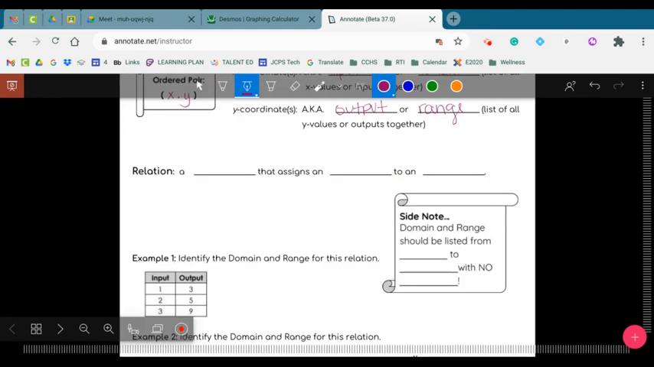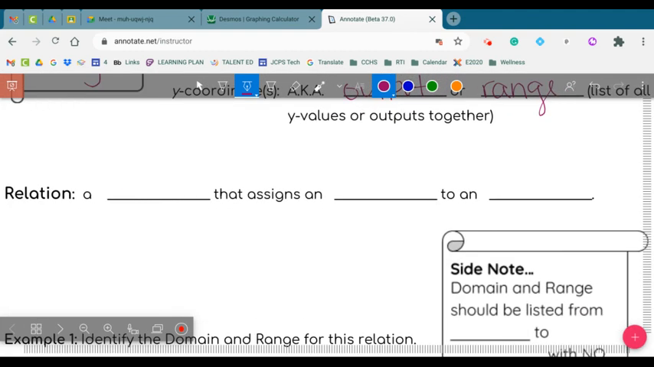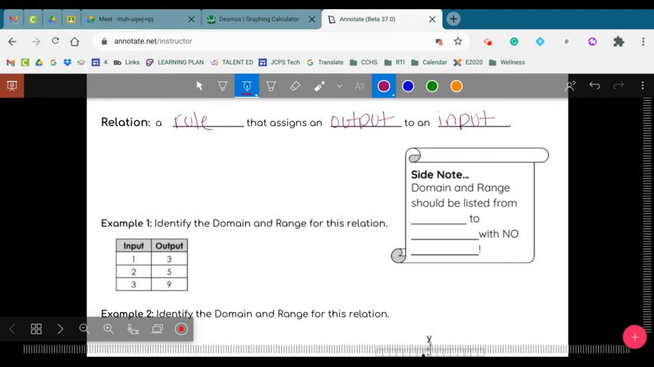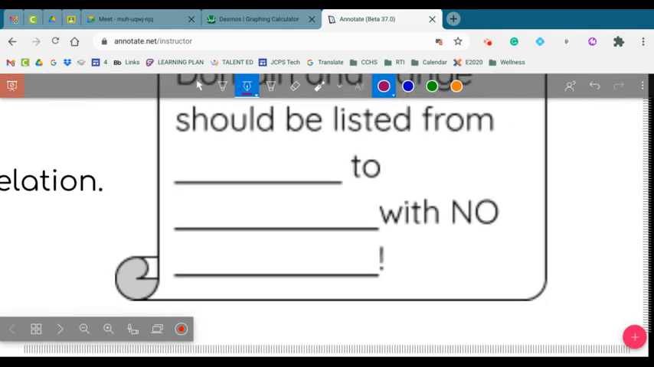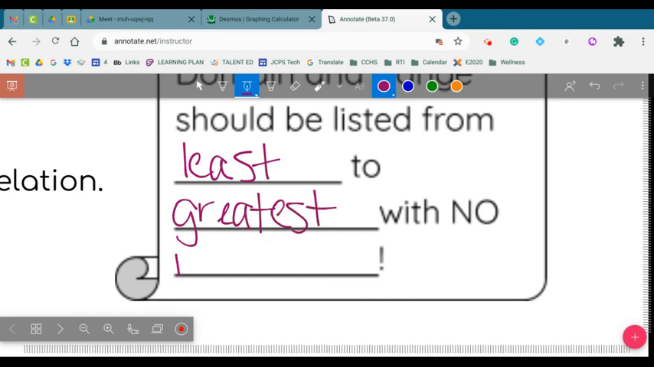So if I say input, I'm talking about my x value. Another new word we're going to talk about is a relation. A relation is a rule that assigns an output to an input. So that means if you have an ordered pair, it's a relation. It's going to be really important whenever we start talking about functions to know the definition of a relation. Side note, domain and range need to be listed in order from least to greatest, and there should be no repeats. So if there are two 2s, you only need to write 2 once.